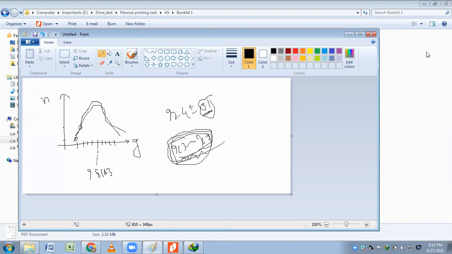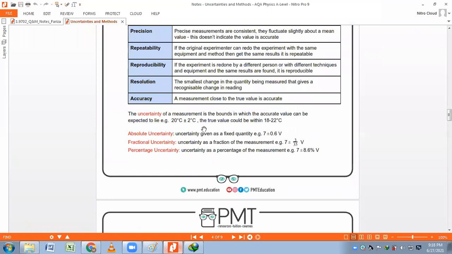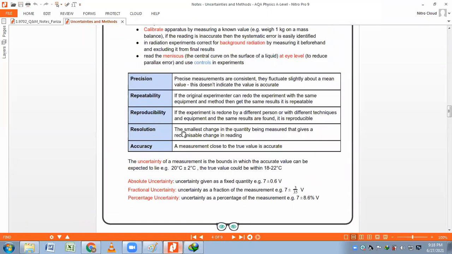For example, if I go into this PDF, I can give you this thing. I mean, resolution, have a look at this idea. The smallest change in the quantity being measured that gives a recognizable change in reading. For example, in the meter rule, the resolution is 1 millimeter. In the case of a vernier calipers, which has 20 divisions in the vernier scale, the resolution is 0.05 millimeter. For the case of a micrometer screw gauge, the resolution is 0.01 millimeter.